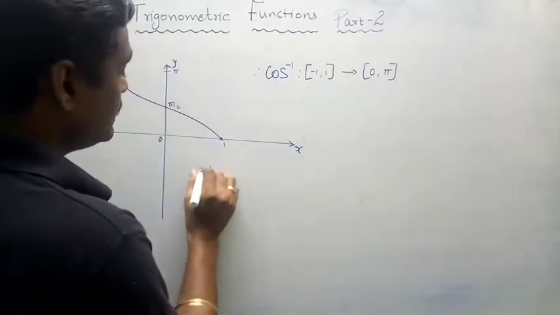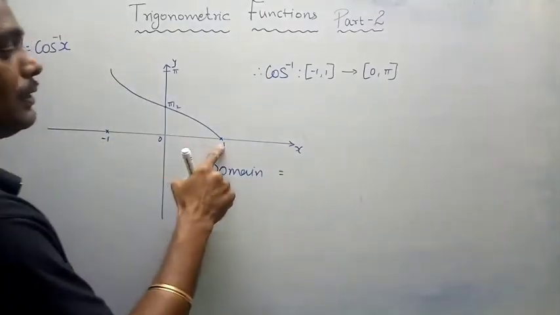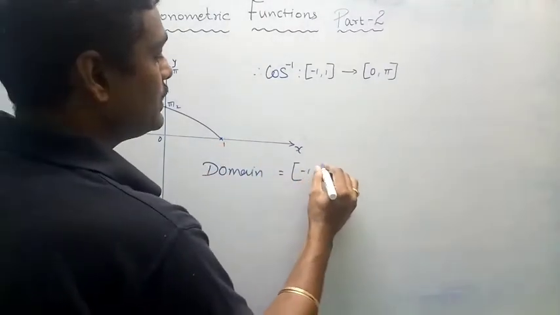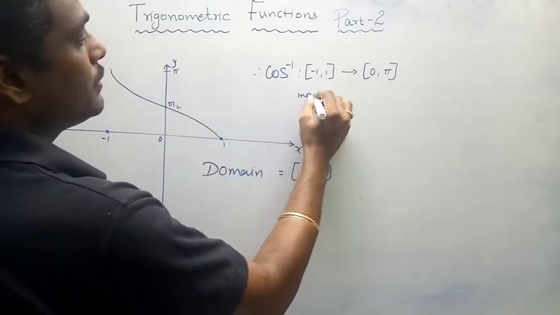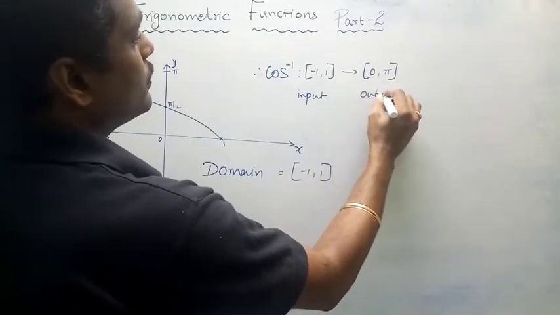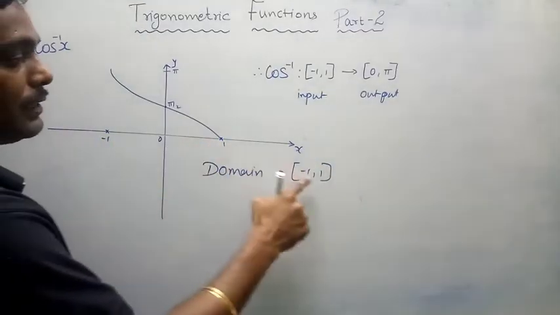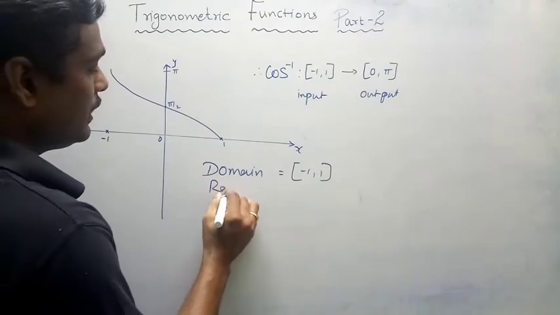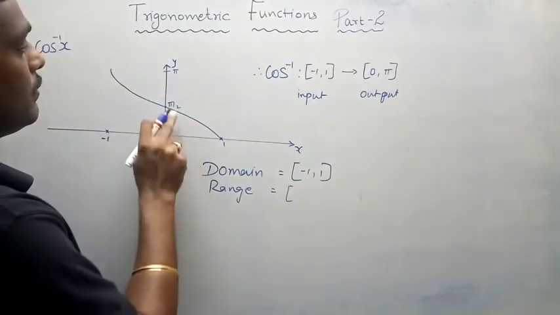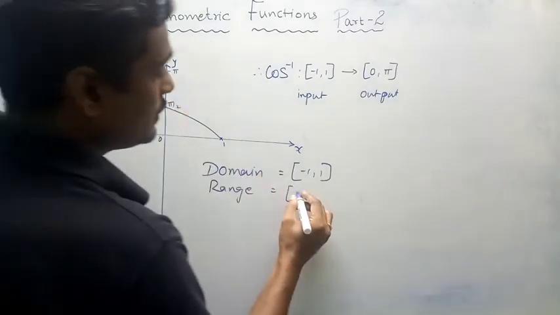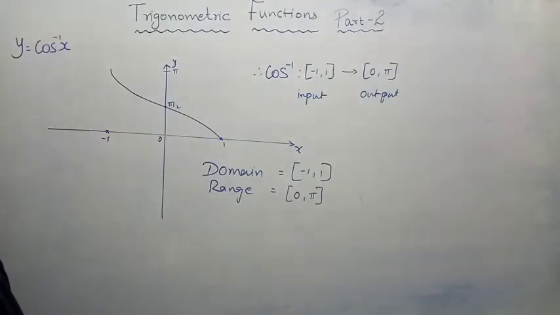Therefore, what is the domain? Minus 1 to plus 1. When you see the curve, you can understand. The domain is the input, this is the output. So the domain is minus 1 to plus 1. And what is the range? Up to pi, 0 to 180 degree. The range is 0 to pi.